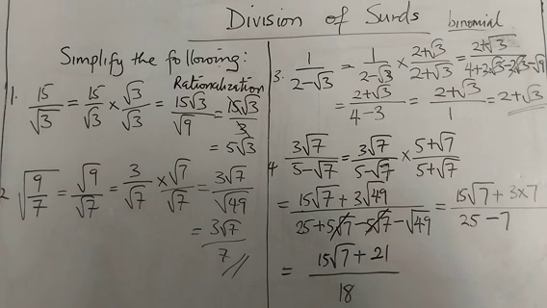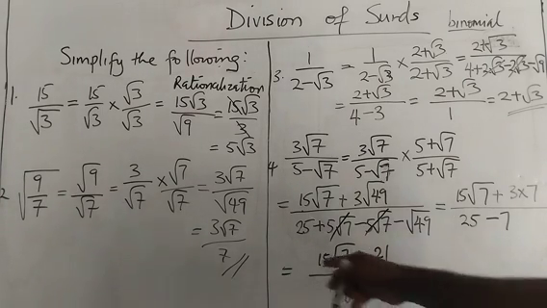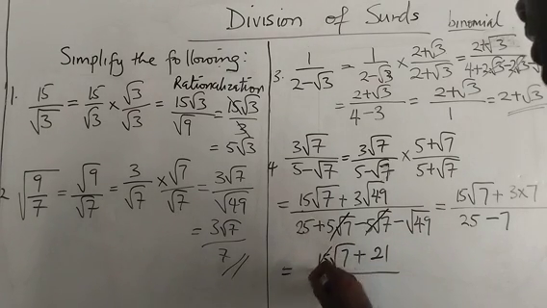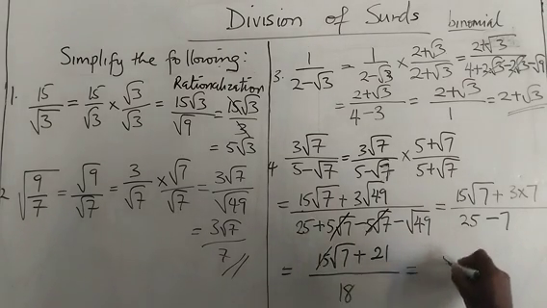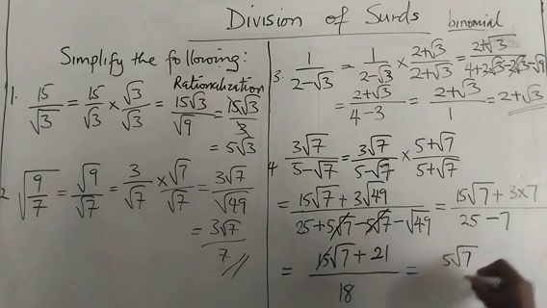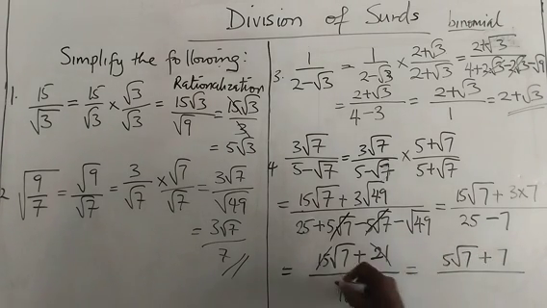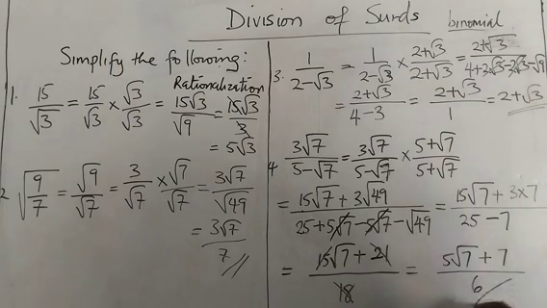At this point, we can reduce this fraction by using a common factor. 3 can divide all three. So 3 dividing this will give us 5 root 7. 3 dividing this will give us 7. 3 dividing this will give us 6. And this is our final answer.